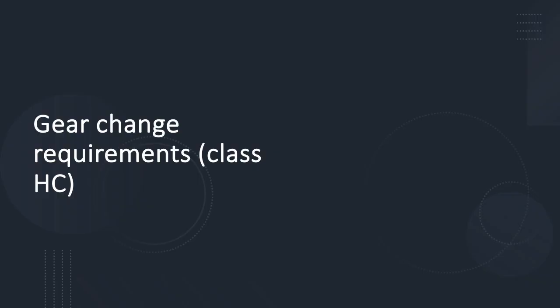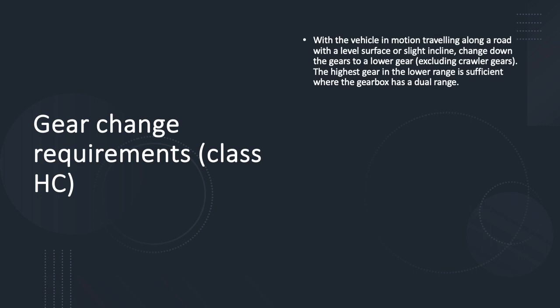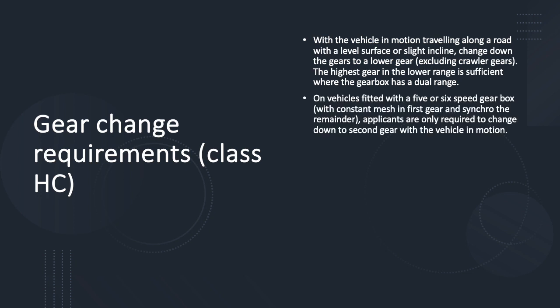Gear change requirements for Class HC. With the vehicle in motion travelling along a road with a level surface or slight incline, change down the gears to a lower gear, excluding crawler gears. The highest gear in the lower range is sufficient where the gearbox has dual range. On vehicles fitted with a 5 or 6 speed gearbox with constant mesh in first gear and synchro the remainder, the applicants are only required to change down to second gear with the vehicle in motion.